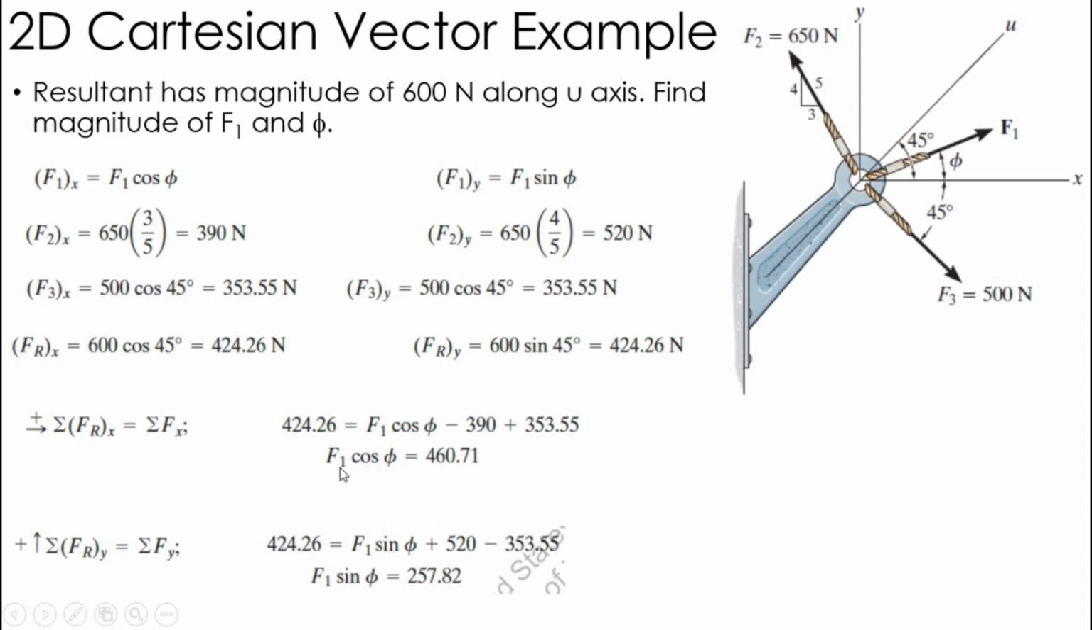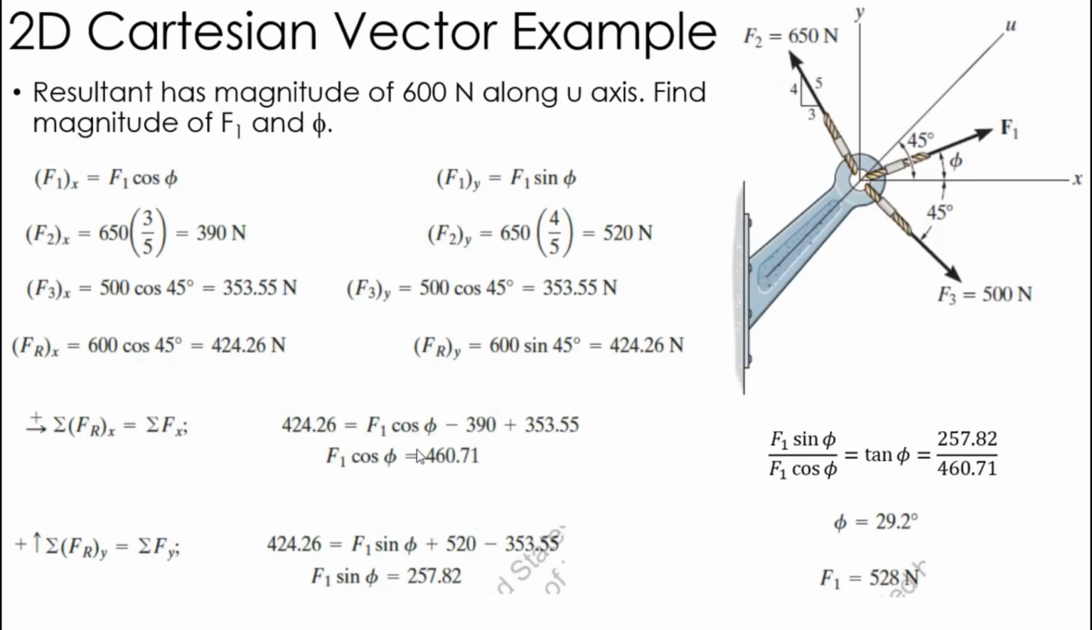Now I have two equations and two unknowns, right? I don't know F1 or phi, and I have this equation as well as this equation. Now if you remember from trigonometry, I can simply divide these equations. Sine divided by cosine gives me tangent of my angle phi, which is going to equal 257 over 460.7. Doing an inverse tangent function on that, I can figure out that my angle phi is 29.2 degrees. Plugging 29.2 degrees into either one of these equations, I can solve for F1 and find that it's 528 newtons.